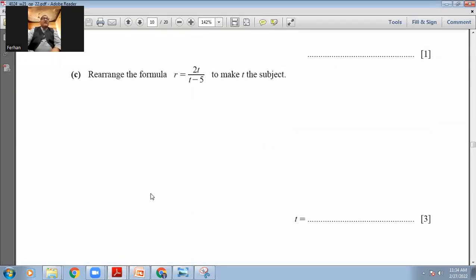Then we have C part. It says rearrange the formula R equals 2t divided by t minus 5 to make t the subject. So the t is in 2 places. First of all, cross multiply, then bring all the terms which have t in them to one side, take the t common and make the t alone. That's the strategy to do this question. It's a 3-mark question on making the subject of the formula.